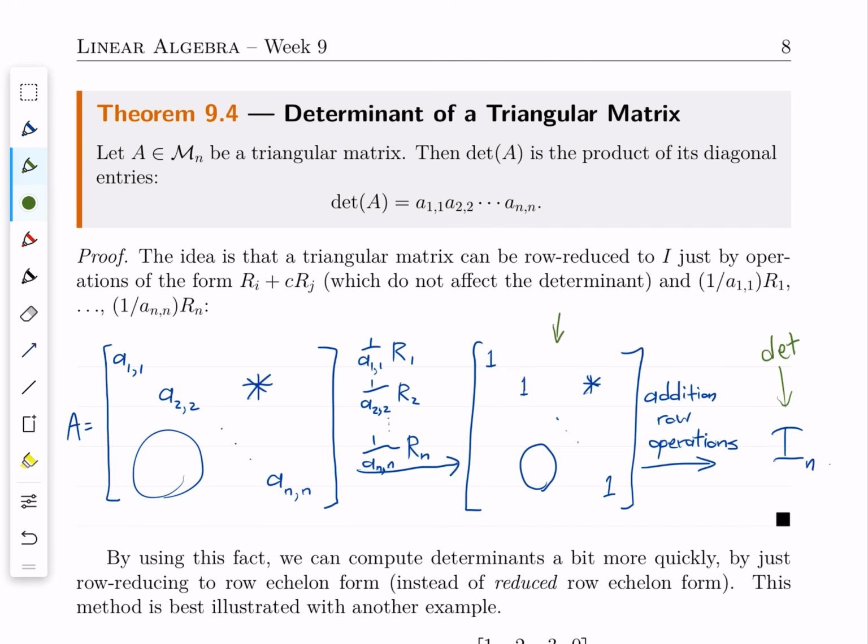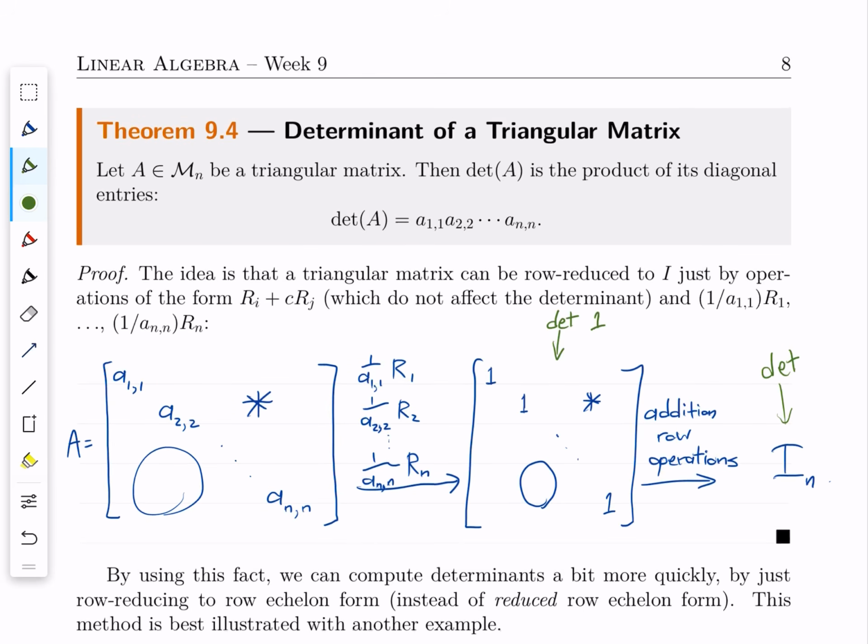Well, that means this matrix here, because these two matrices on the right are related by addition row operations only, must also have determinant 1. Right? Addition row operations are free. And if we go back one more step, now these two matrices are related by these row operations. And again, be careful, because we're going backwards, we divide by these scalars here. So to compute the determinant of this matrix on the left, we have to divide by 1 over A11, and we have to divide by 1 over A22, and so on.